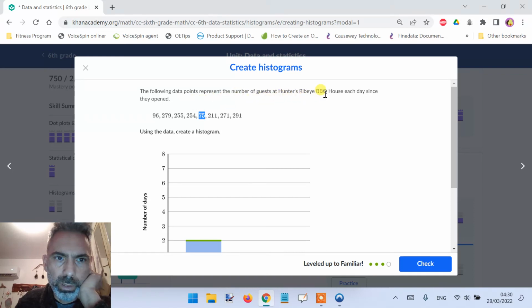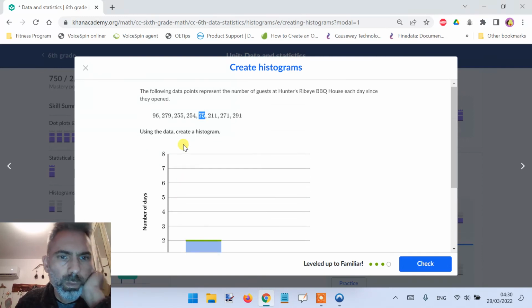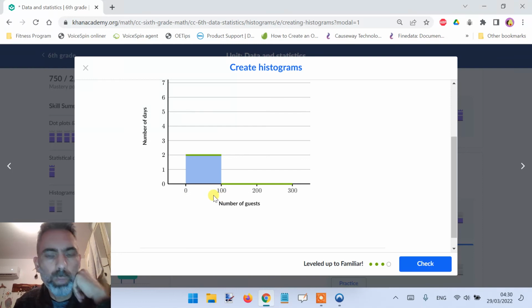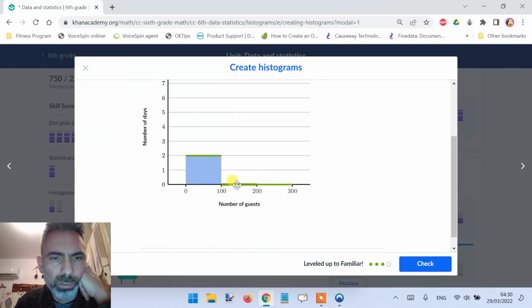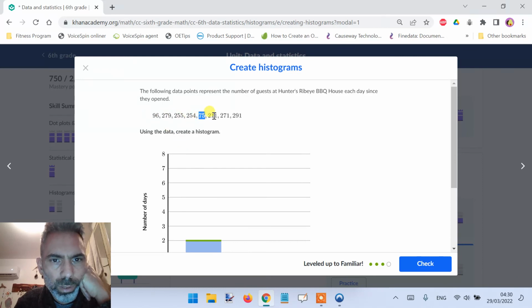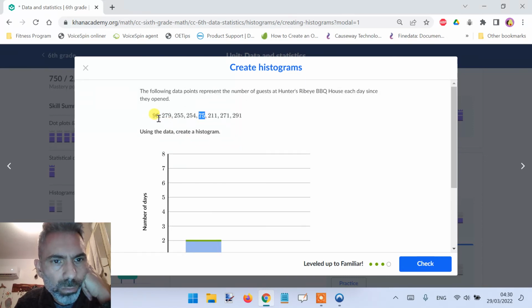The restaurant had between 0 and 100 guests. Okay, between 100 and 200. We have no data between 100 and 200.